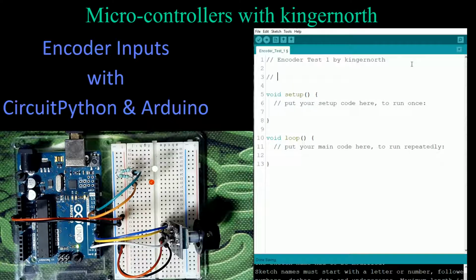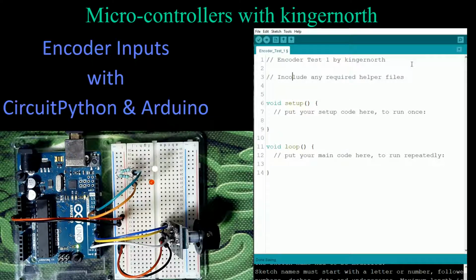To make life easy, and this is something you should try and do when you're doing these things, make things easy on yourself at first. So we're going to include any required helper files. And we are going to do that today by including, in this case, a file called Encoder. Now this is one that you can look up when you're doing your library search. I'll show you that in a second here. So that's going to be the file that we're going to be using.